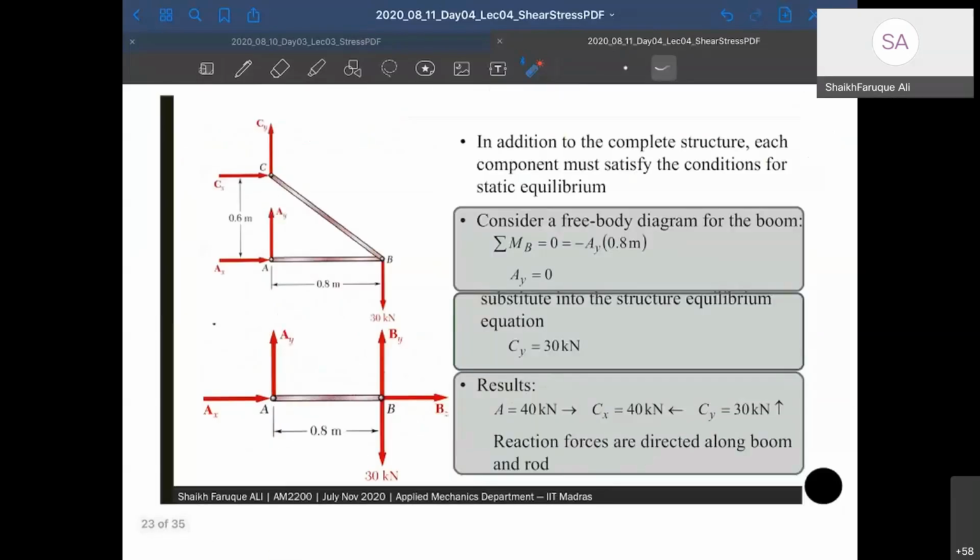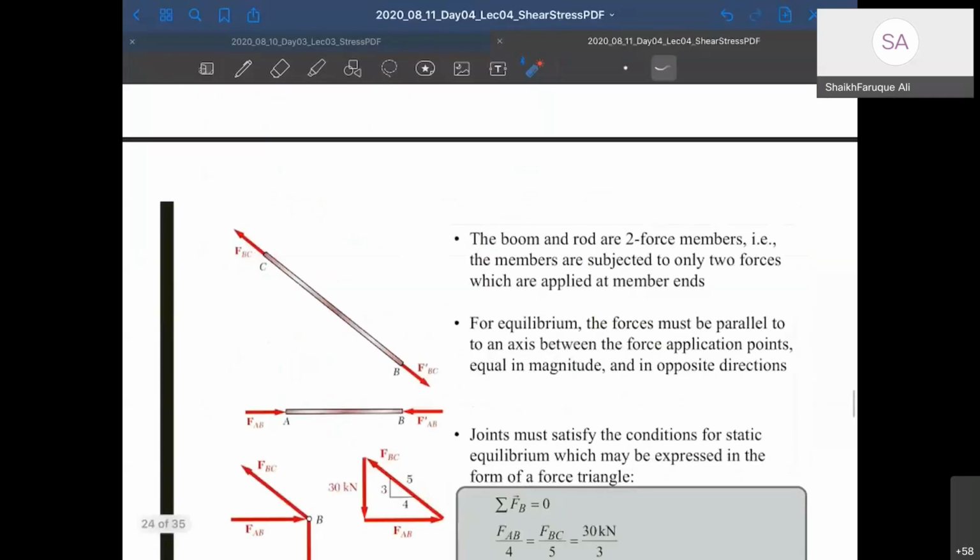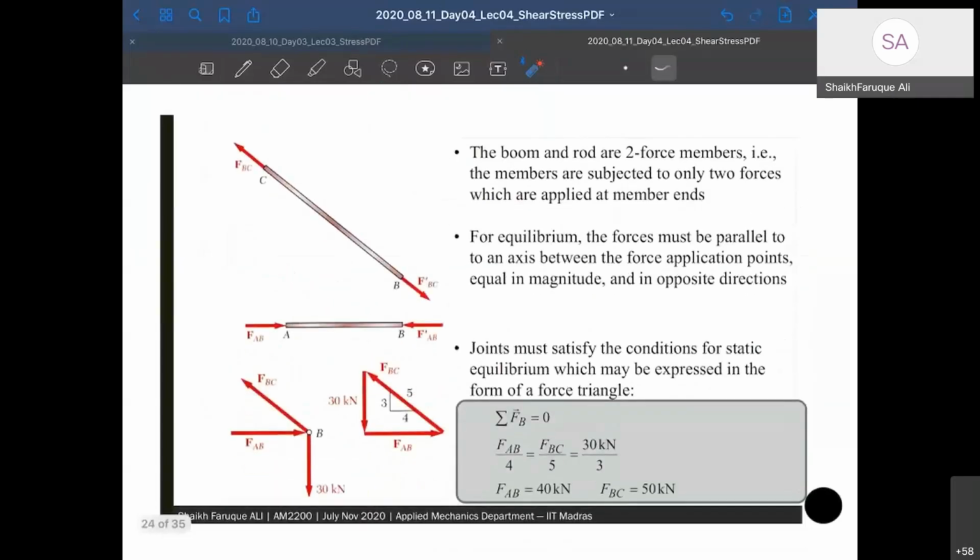Okay, so let's say the solution is made. You did the solution, and you got something like this. The force in AB, this member, is 40 kN compressive. And in BC, it's 50 kN tensile. This is compression, and this is tensile. Okay. So we know the forces.